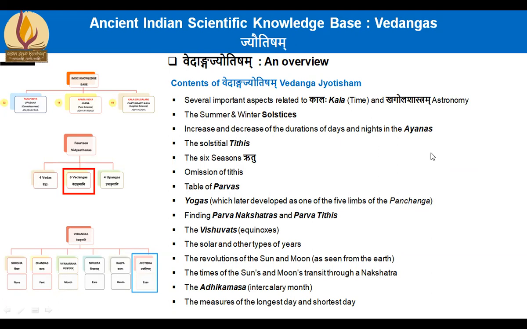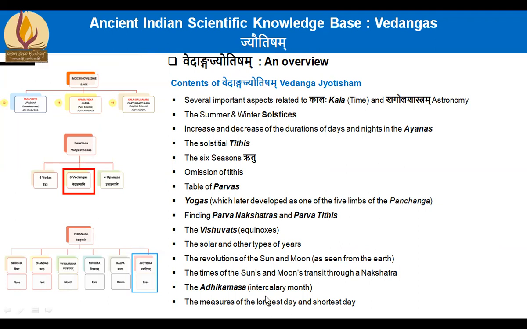And what Europeans usually do is they simply change their timings in their clock. Daylight saving scheme is there. Then we have tithis. Then we have seasons, rutus. Then there are parvas, parva nakshatra and parva tithis. Then Vishuvats, that is equinox. Then solar and other types of years like Sauramana, Chandramana. These are the systems followed for different aspects, you can say.